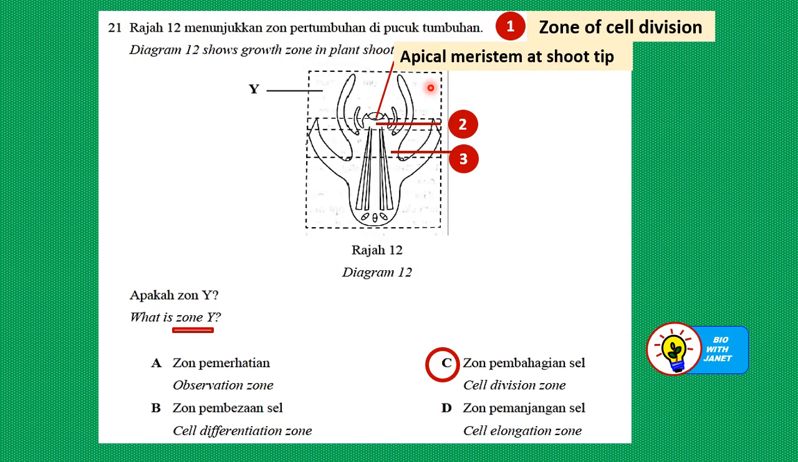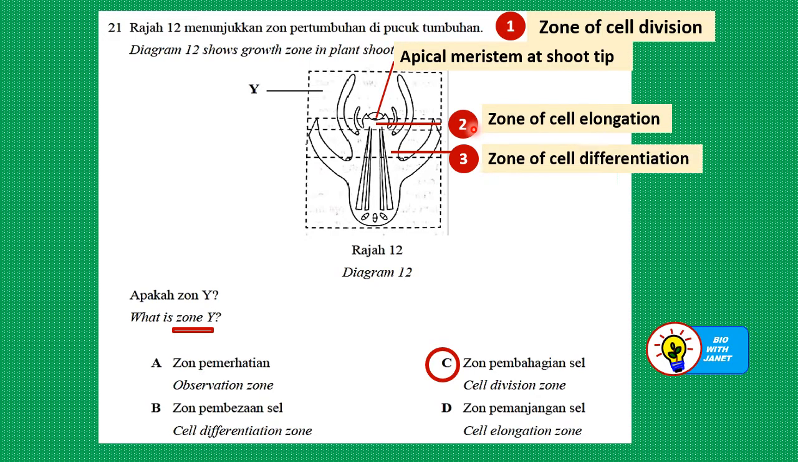So this zone is the zone of cell division, whereas zone number 2 below the apical meristem is the zone of cell elongation, and zone number 3 is the zone of cell differentiation. So zone Y here, which includes the apical meristem at the shoot tip, must be the zone of cell division. So it's C, zone of cell division. Usually we call it the zone of cell division.